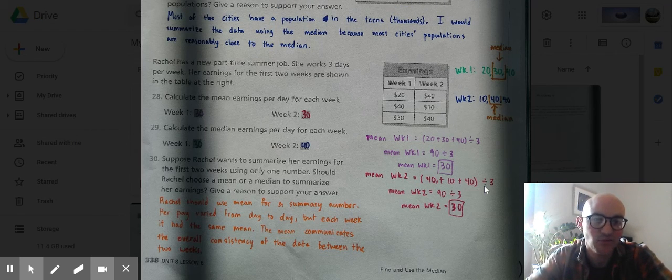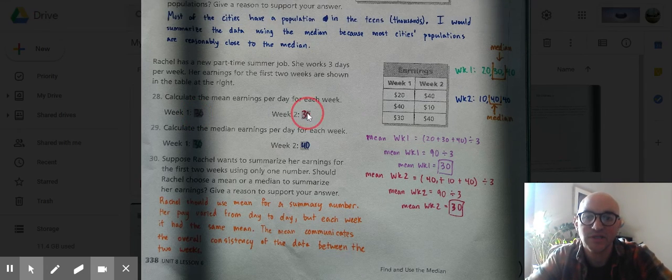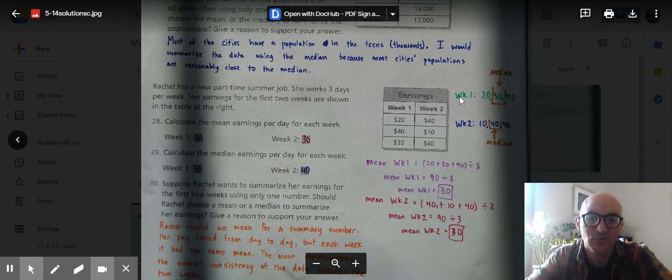40 plus 10 plus 40 divided by 3. So 40 plus 10 plus 40 is 90. 90 divided by 3 once again is 30. So the mean for each week is 30. Okay. Calculate the median earnings per day for each week.